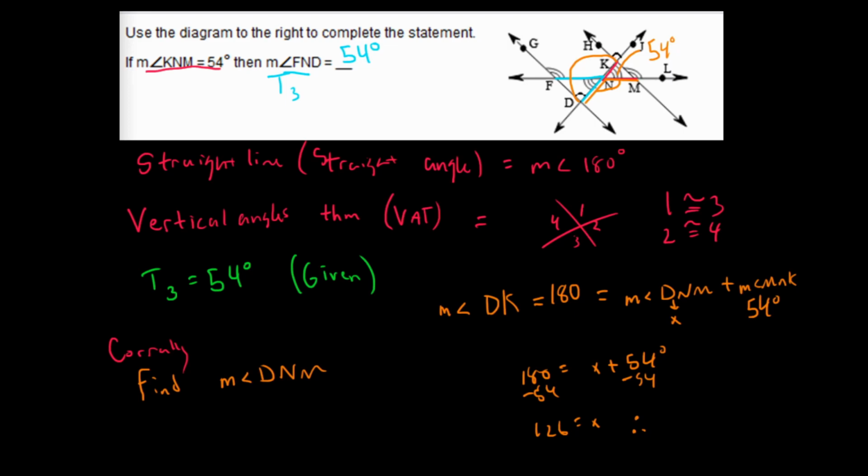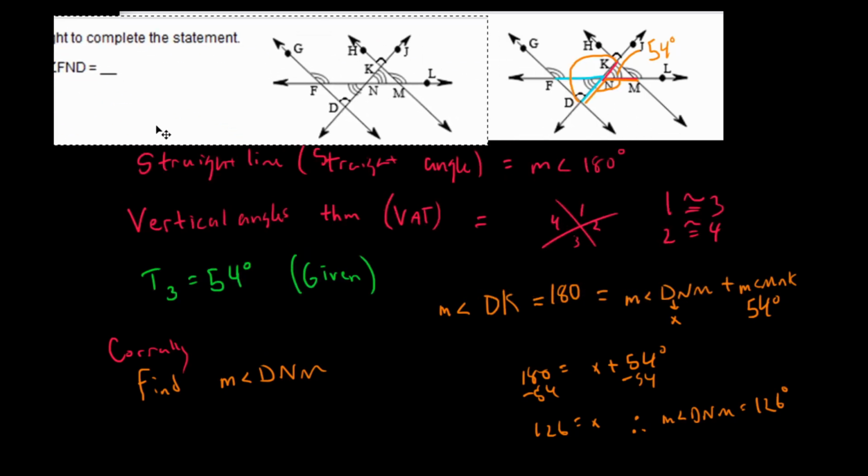And therefore angle DNM is equal to 126 degrees. And then if we kind of go back here, let me see if I can paste this just for clarity's sake. And then move it right here.